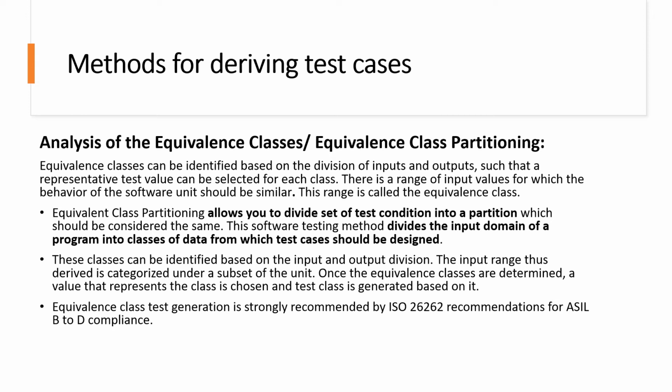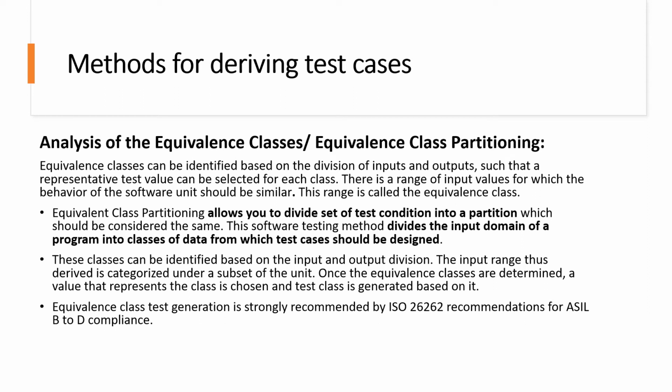The second thing is equivalence partitioning, or analysis of equivalence classes. Equivalence classes can be determined based on the division of inputs and outputs such that a representative test value can be selected for each class. There is a range of input values for which the behavior of the software component should be similar. This range is called an equivalence class.